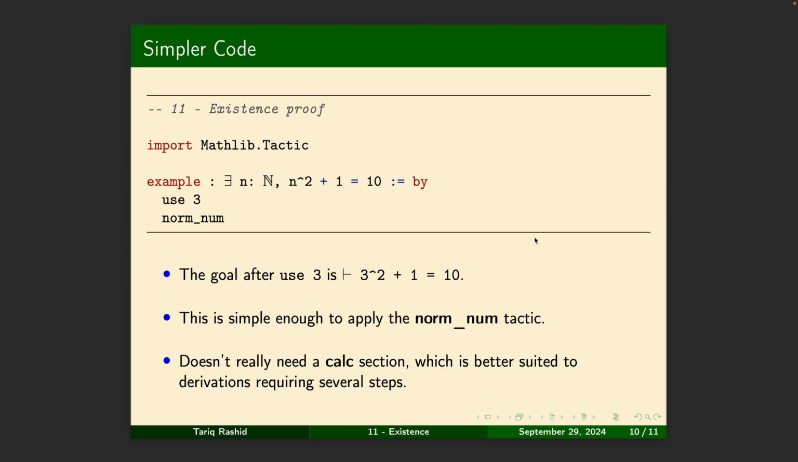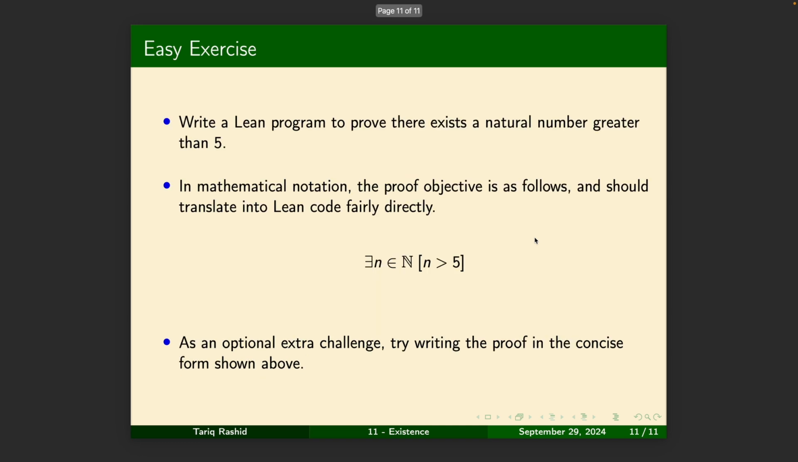Great, so that's just a slide on writing it in a shorter way. We've talked about that. And the easy exercise is again very similar to the example we have. The idea is to prove that there exists a natural number greater than 5. So prove there's an n, an element of the set of natural numbers, such that n is more than 5.